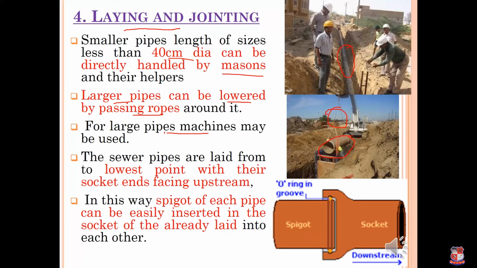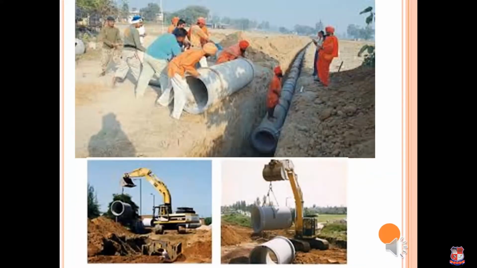The sewer lines are laid from the lowest point with their socket end facing upward. So generally in sewer, this is your socket end. So in this socket end, the spigot end is inserted, it is facing upstream. In this way, spigot of each pipe can be easily inserted in the socket of already laid socket end, and you can move further. So here some actual pictures of all this laying part is shown, how the machinery with the help of which you can lay your particular pipe, and here this is manually how the laying can be done.